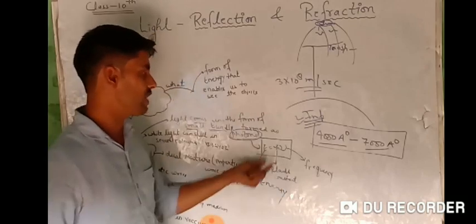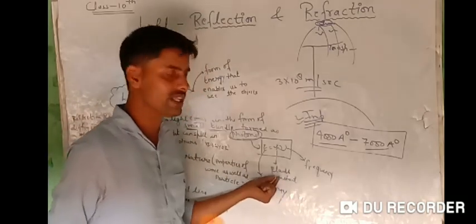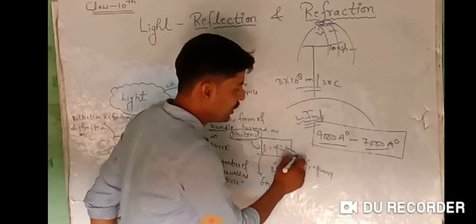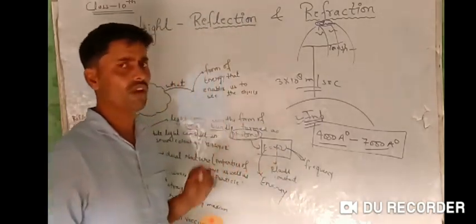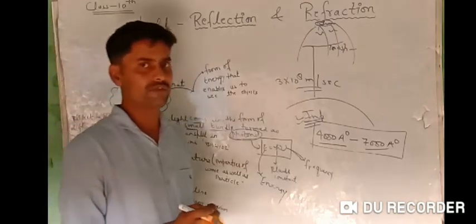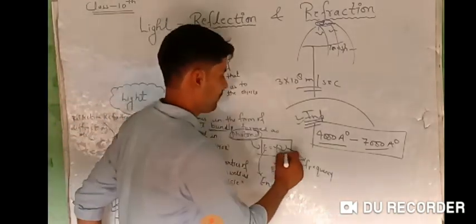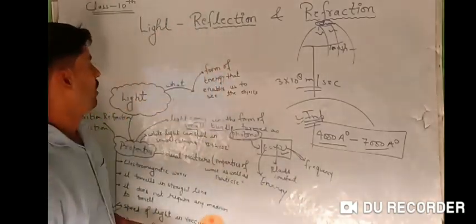And h is Planck's constant. This is nu. Nu is the frequency of the light waves. Okay, this is frequency.